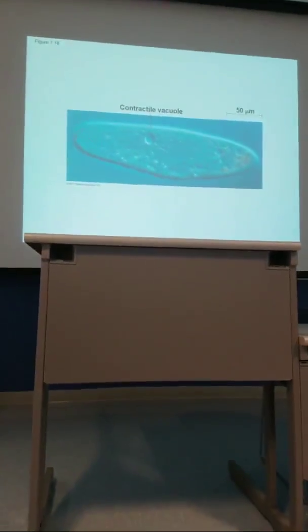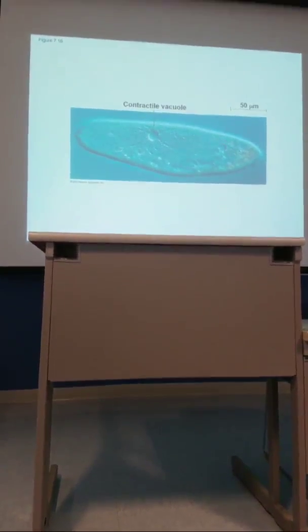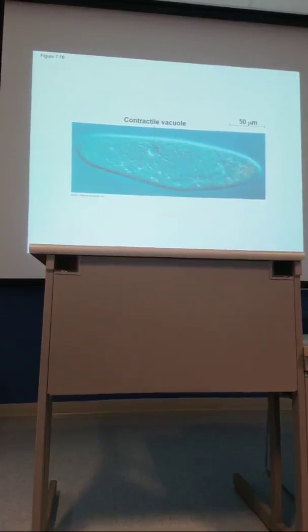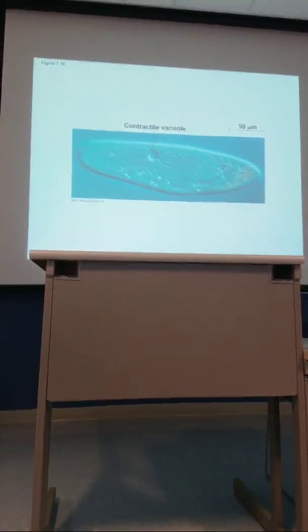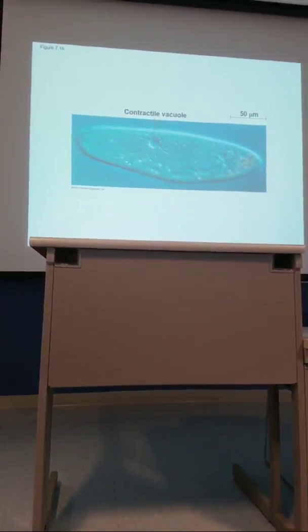There is another animal that can regulate how much water it has. Notice that little thing, the contractile vacuole? That's in paramecia, and it can open and close that to let water in or out, so it can live in different pressures.